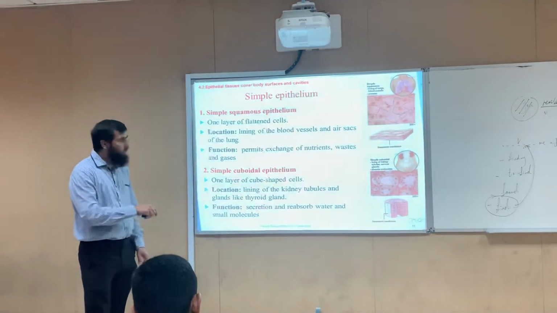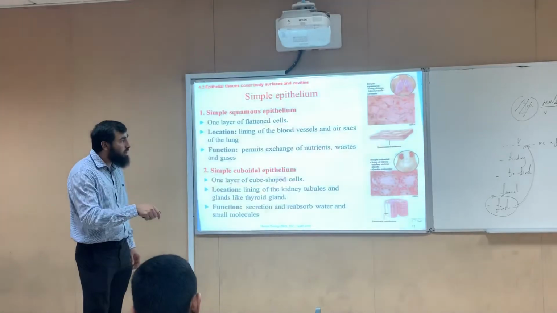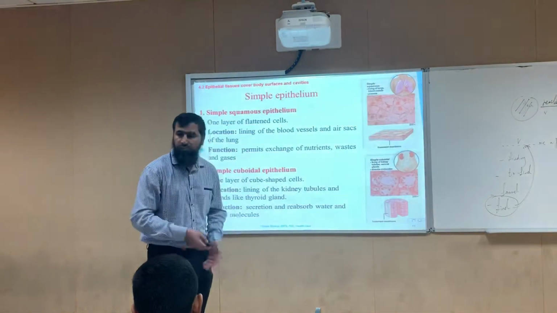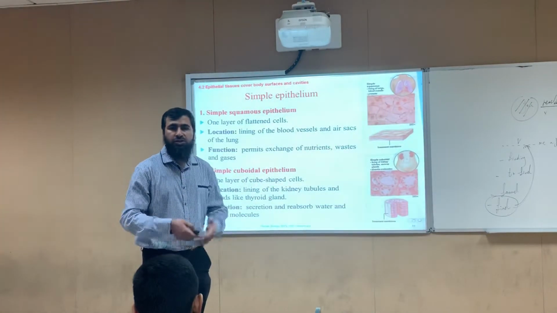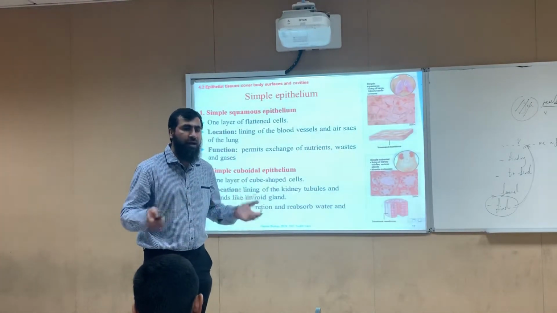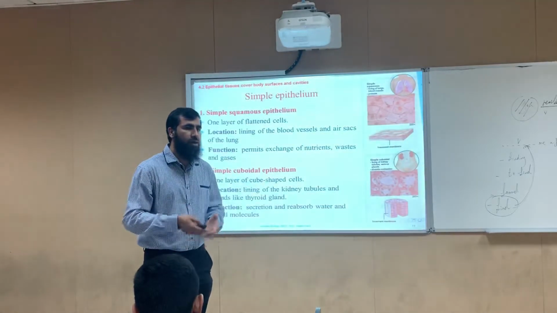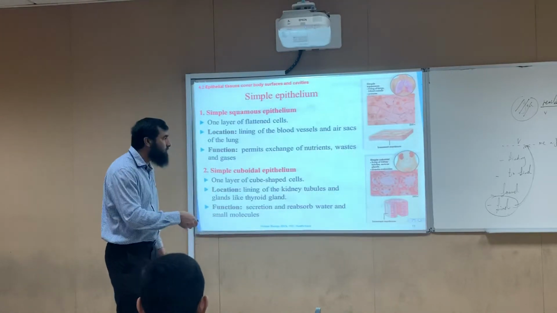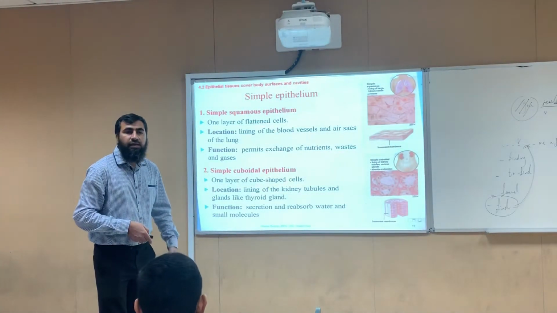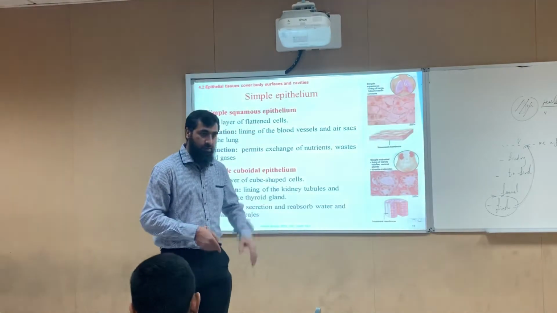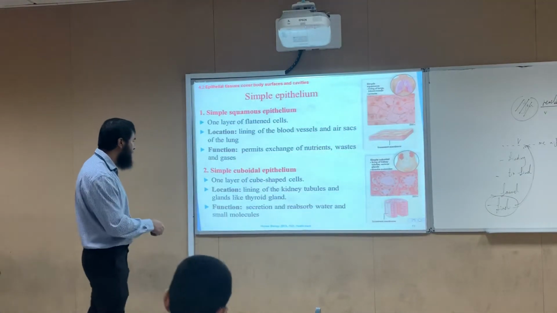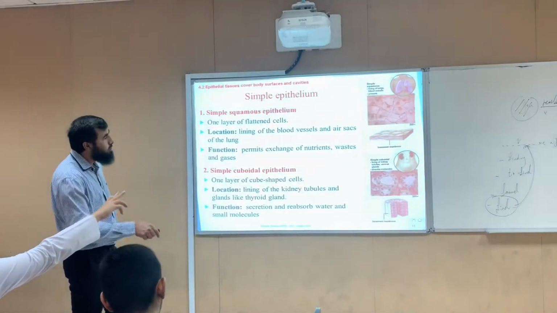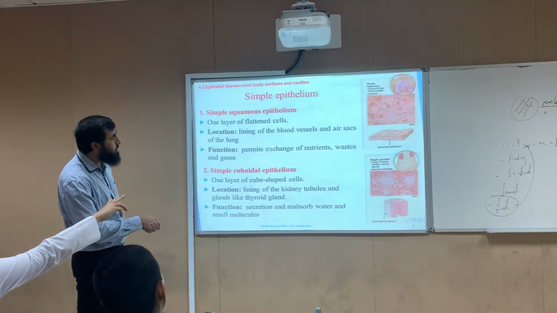So simple squamous can exchange nutrients, wastes, and blood gases. Yeah, so in the blood vessels it exchanges nutrients, okay? It can exchange glucose, amino acids, oxygen, and then it can take back urea, which is waste, ammonia, and other metabolic waste, okay? So it's very important in that function because the transport can happen very quickly. It's a flat cell.